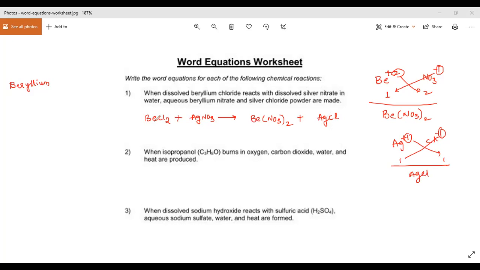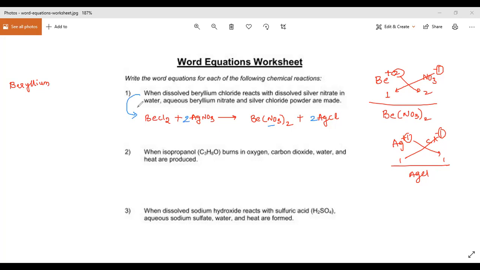Now you have to balance this equation. Which one do we start with first? Nitrate. 2 nitrates are there, so 2 AgNO3. Now 2 Ags are there, so 2 AgCl. Everything is balanced. Once you are able to write the word equation as a symbol equation, it will be easy for you to balance, right? Important part.